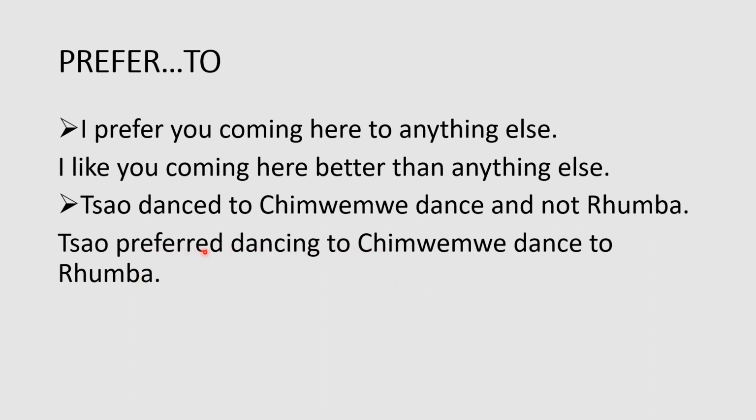So this is preferred. Why? Because dance is in the past tense, meaning that this person danced in the past. So even preferred, we can put it to show that this person liked to dance to Chimwemwe dance instead of Rumba, to show that the liking happened in the past. So it's Tsao preferred dancing, but you can't write Tsao preferred danced. That's wrong English. It has to be Tsao preferred dancing to Chimwemwe dance to Rumba.